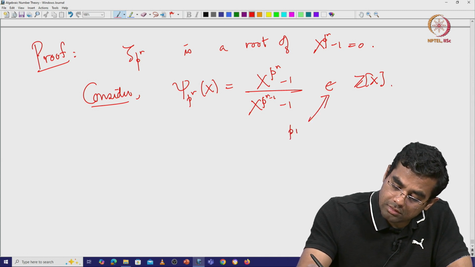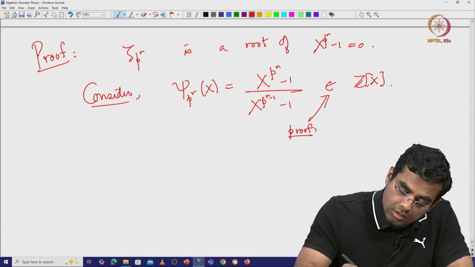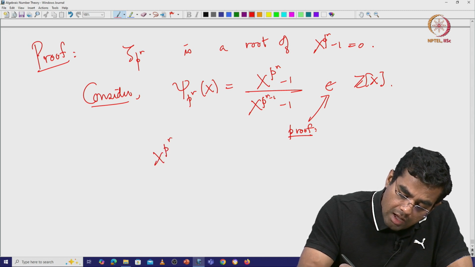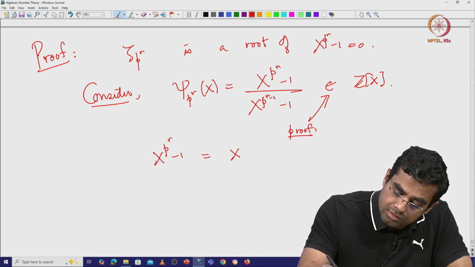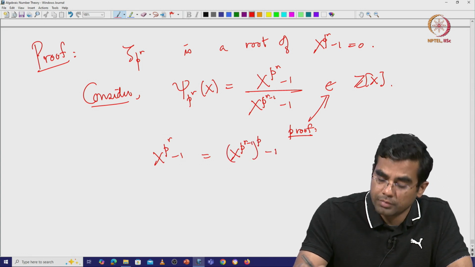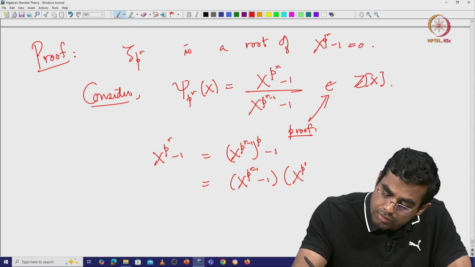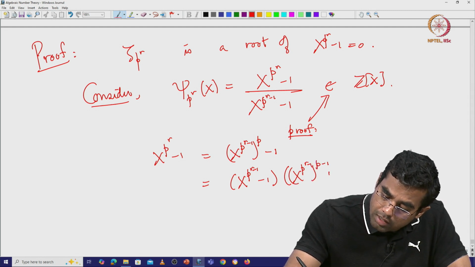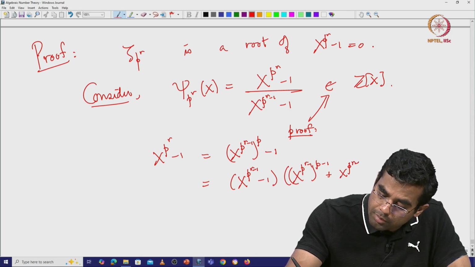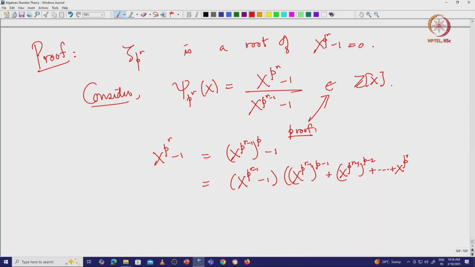And why? So, proof of this: x^{p^r} - 1, you can write it as (x^{p^{r-1}})^p - 1, and this you can write as (x^{p^{r-1}} - 1) into ((x^{p^{r-1}})^{p-1} + (x^{p^{r-1}})^{p-2} + and so on + x^{p^{r-1}} + 1), right.